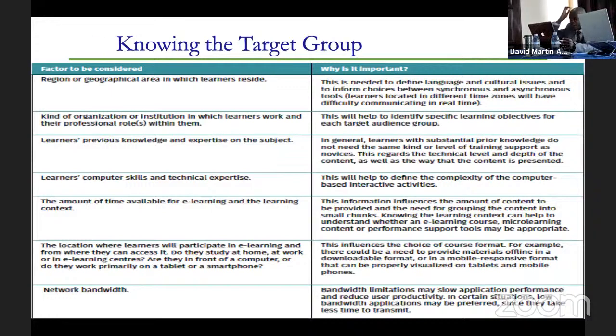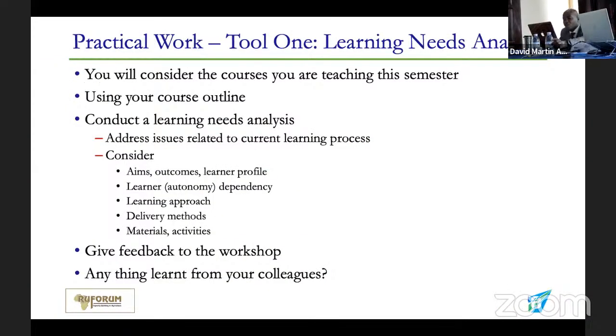So we need to know our target group. We shall avail you a form that will support you in what we call a learning needs analysis, so that you can utilize it to analyze your learners based on what you see here.